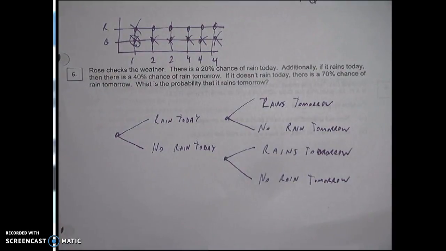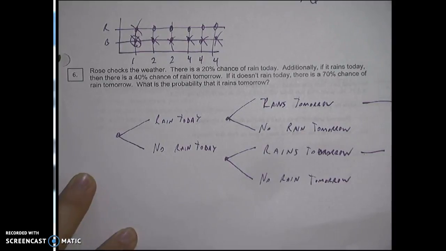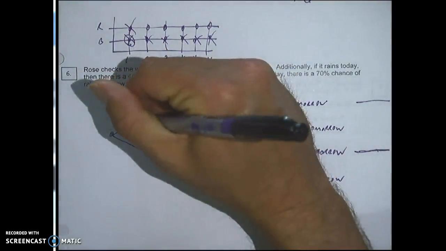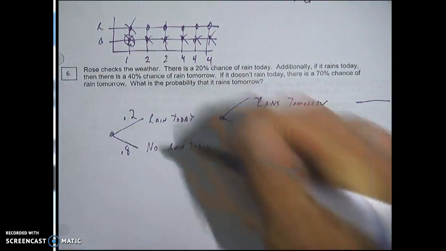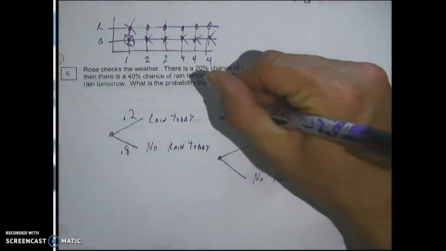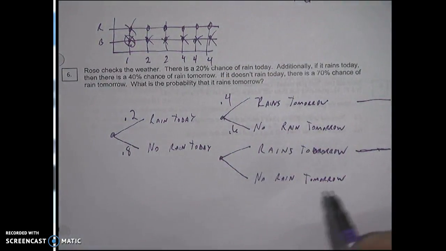So, to find the probability that it rains tomorrow, there's 2 places that happens, here and here. I need to find those conditional probabilities together, and then I need to add them together. So, 20% chance of rain today, that's 0.2, which means that's got to be 0.8. If it rains today, then there's a 40% chance of rain tomorrow, which is 0.4, which means that's got to be 0.6. If it doesn't rain today, then there's a 70% chance that it rains tomorrow.